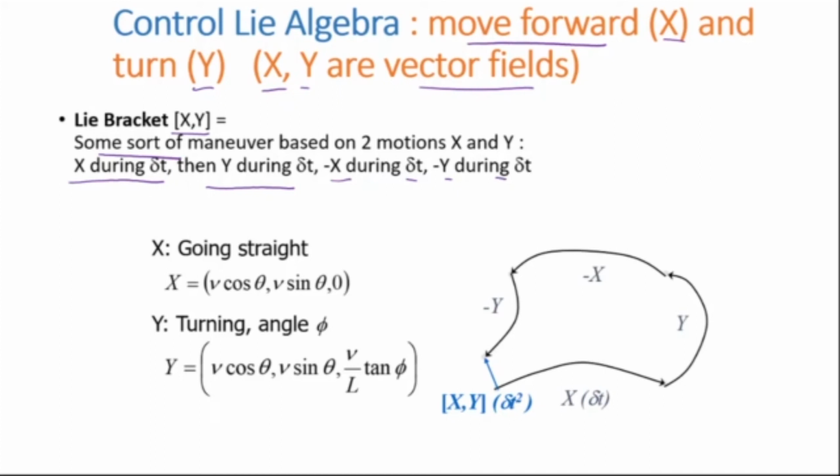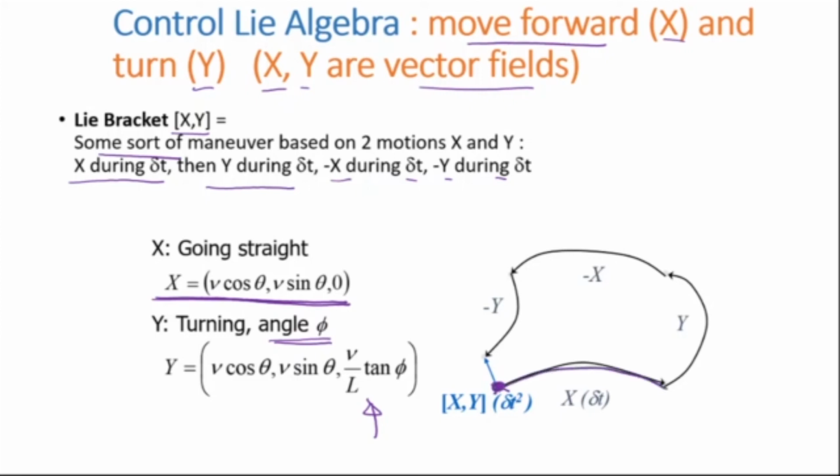Now what this basically means is that this wheel can go forward. This is my velocity vector, v cos theta and v sin theta, and the turning angle is phi, so it can turn by this much. Now let's look at it here. So this is my starting point.